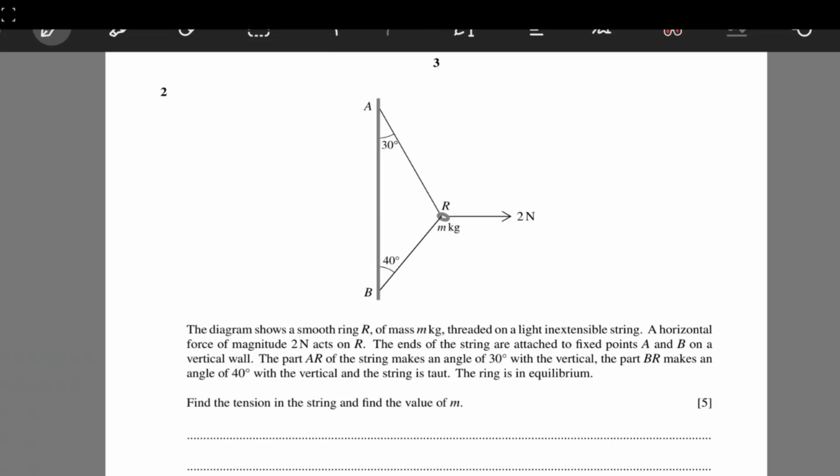Question 2. The diagram shows a smooth ring R of mass m kg threaded on a light inextensible string. A horizontal force of magnitude 2 Newton acts on R. The ends of the string are attached to fixed points A and B. The part AR of the string makes an angle of 30 degrees and BR makes an angle of 40 degrees to the vertical, and the string is taut.